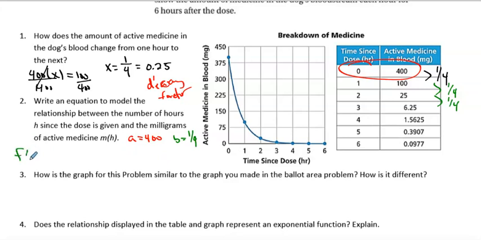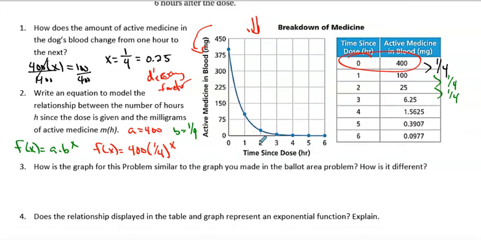So now I got my f of x equals a times b to the x power. Beautiful. And so let's finish this off. f of x equals 400 is my a times 1/4 to the x power. And this is the graph that goes with that. And if you're noticing, it's going down exponentially. All right, so this graph is similar to the problem we just did. Well, they both go down. As the time goes by, your y values are decreasing and decreasing throughout, right?